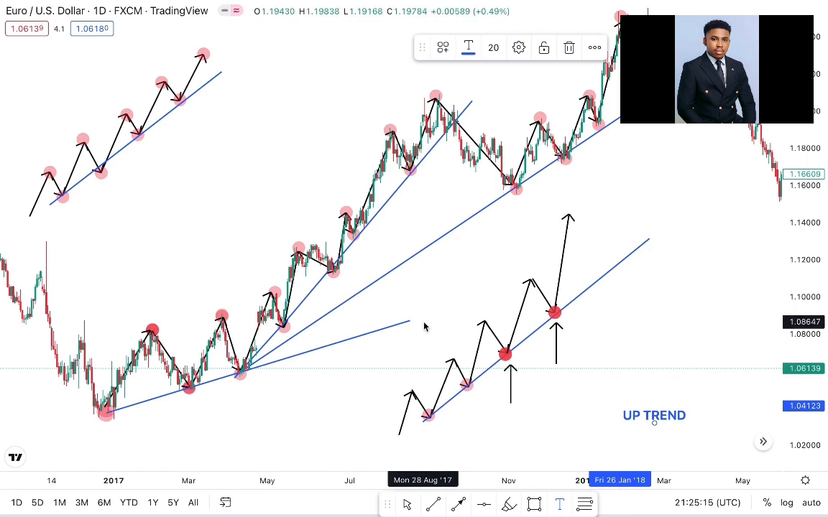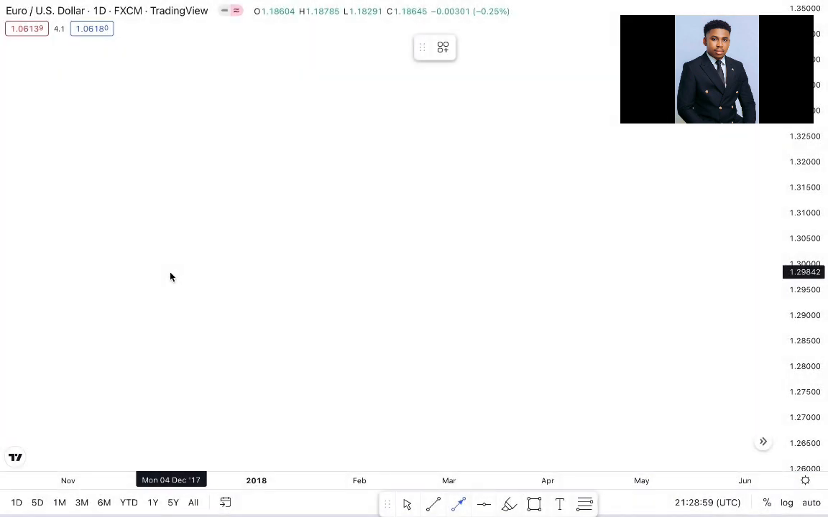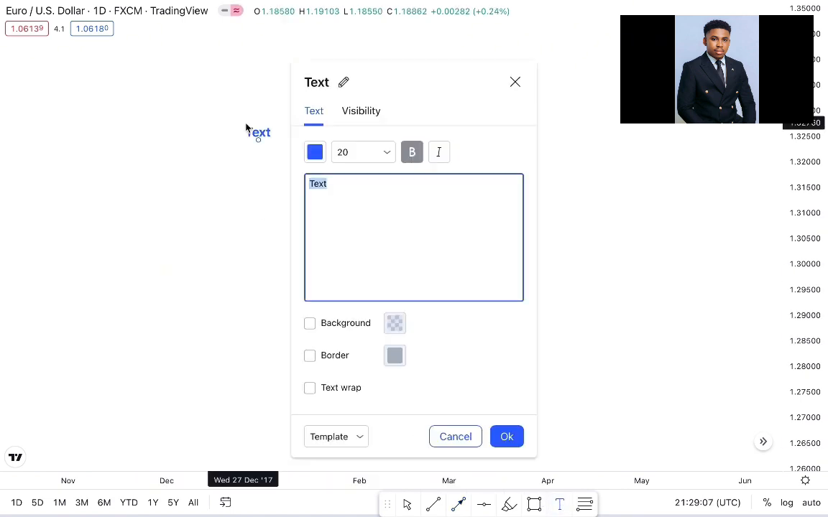Okay, so next we are going to talk about consolidations. So we're going to discuss consolidations now. So I say the consolidation can also be called a range. So let's just write that down here.